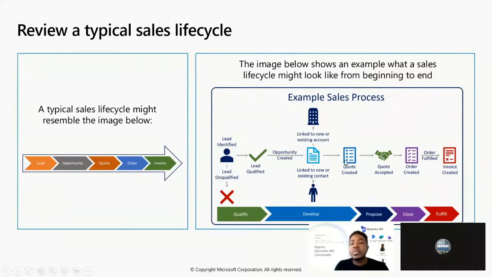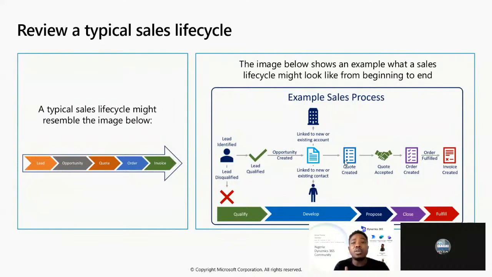Okay. Now the next one is for quote. After the opportunity is won, it moves to what? A quote is generated. So in this quote, you have to add what? You have to add the price list items, right? You have to add the product items to that particular quote, which is going to contain the pricing information, which is probably going to be like 1,000 naira, 5,000 naira.